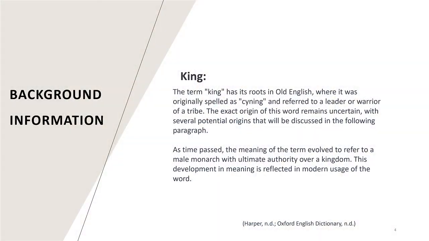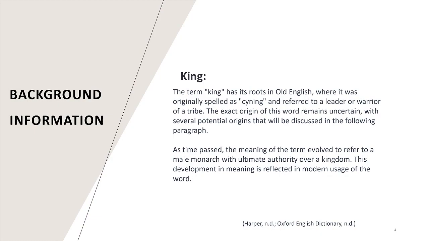Before going straight into the discussion, let us have a short brief on the background of these three words. The word king comes from Old English and meant a leader or a warrior from a tribe. Its exact origin is unclear, with some suggesting it is from Proto-Germanic or Old Norse. Over time, it started to mean a male monarch with an ultimate power over a kingdom. Today, it can refer to any influential or powerful leader in different fields, like entertainment, sports, and business.